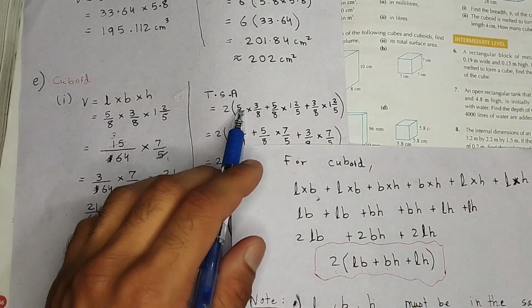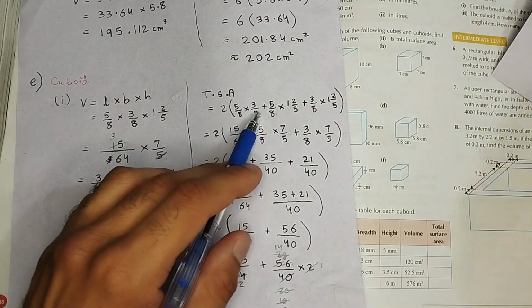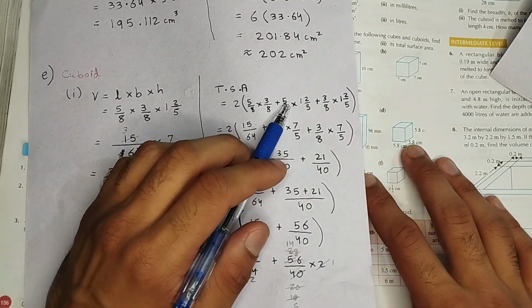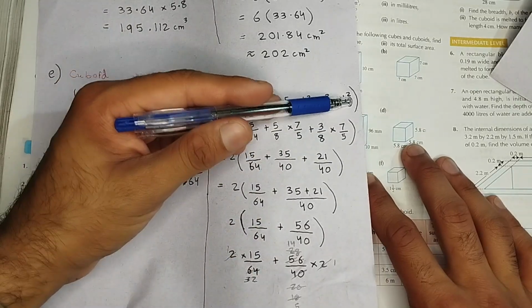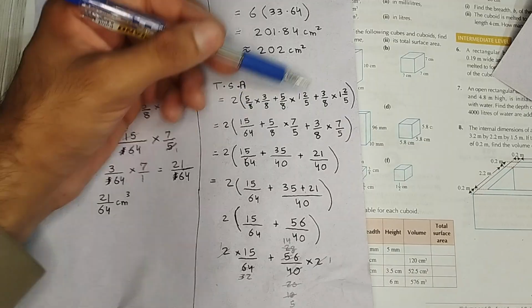So the length is what? 5 by 8. So 5 by 8 multiplied by breadth. What is breadth? 3 by 8. So 5 by 8 multiplied by 3 by 8, then plus length multiplied by height, then what? Breadth multiplied by height. So you're going to do them. 8 multiplied by 8 is 64, 8 multiplied by 5 is 40, 8 multiplied by 5 is 40.